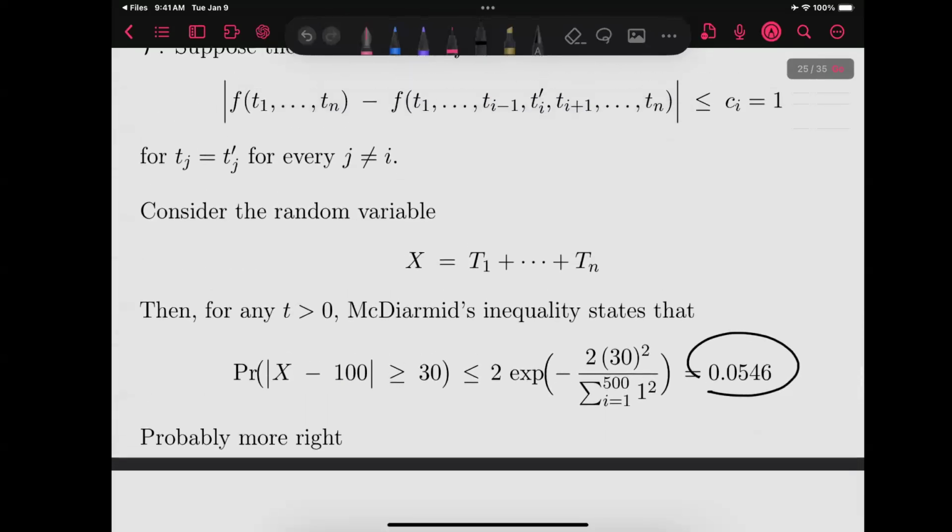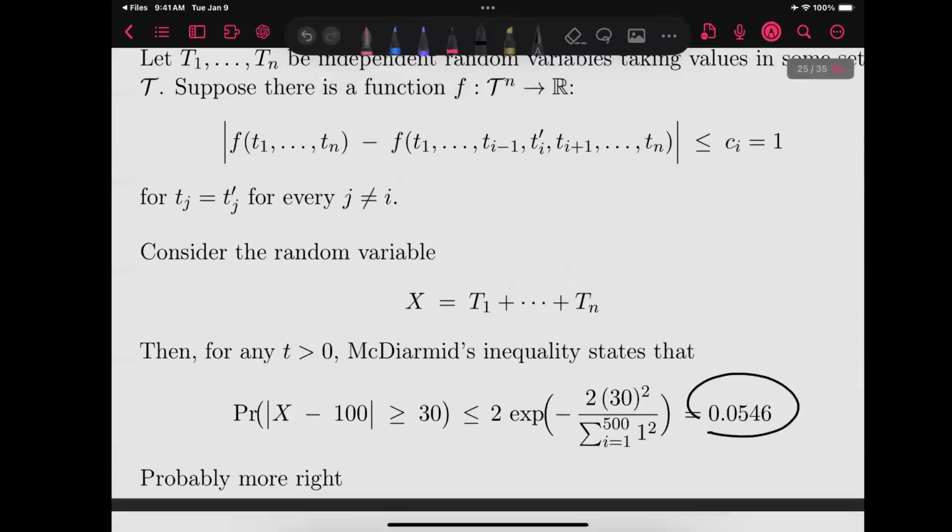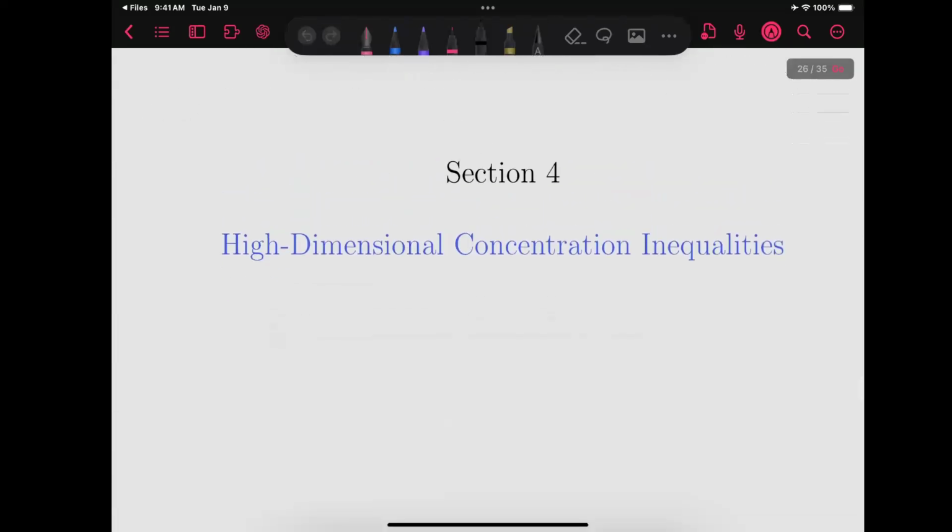But if you're dealing with machine learning, you want an even sharper bound, because if you're using the moment generating function, it will always be an exponential distribution. So we always know it's going to have this kind of shape, right? But what if I want to know whether it's this kind of shape or an even sharper exponential distribution? That's why we have an even better bound, which we call high dimensional concentration inequalities.